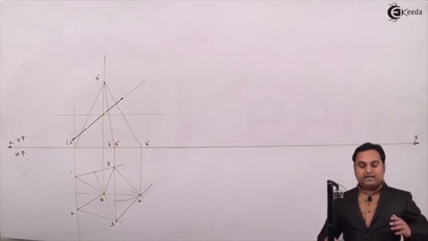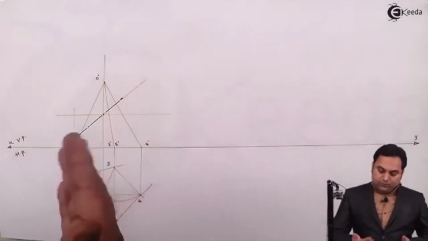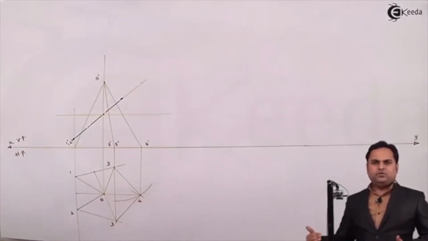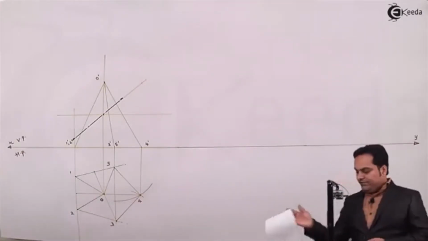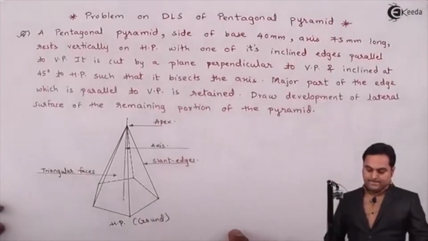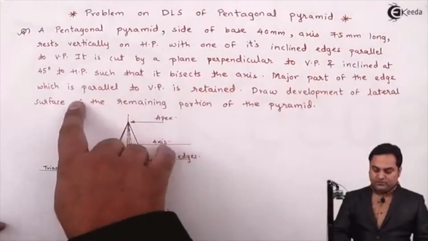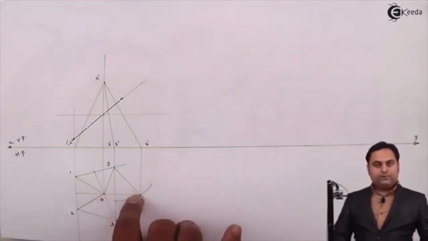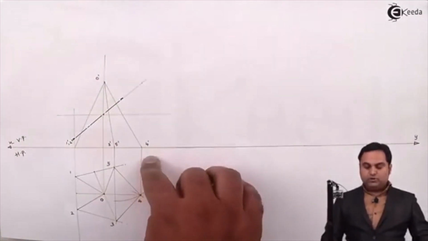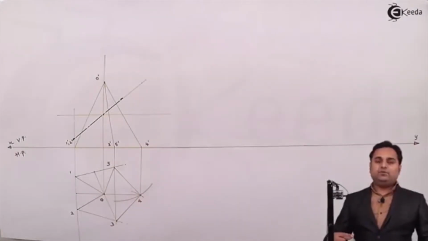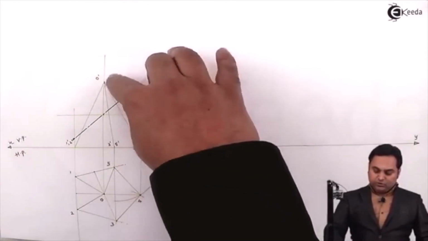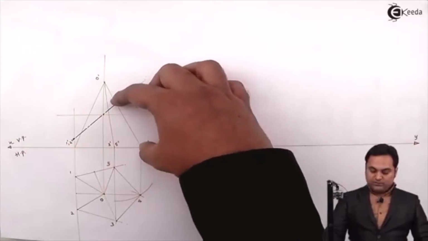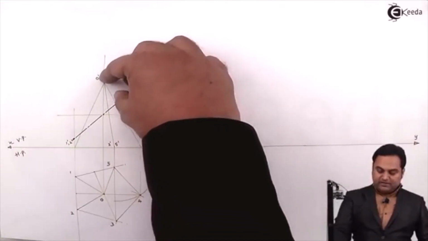Now either we have to retain the portion which is above the cutting plane or the portion below the cutting plane. That depends on what is given in the question. So I'll read here. Major part of the edge which is parallel to VP is retained. So the edge is O4 and in the front view it is O dash 4 dash. So the major part of this edge, which is the slant edge, has to be retained. So if we see here, the top portion is less and the bottom portion is more. So this major part has to be retained and this minor part has to be removed.